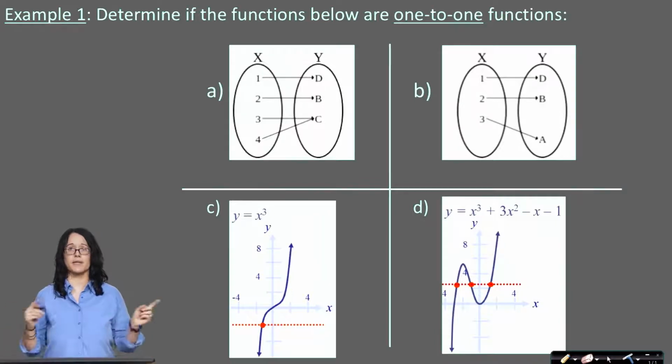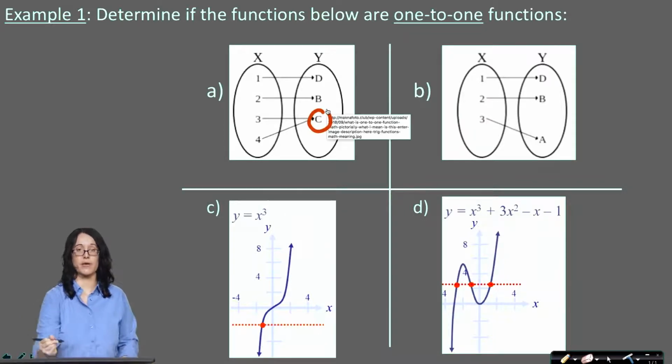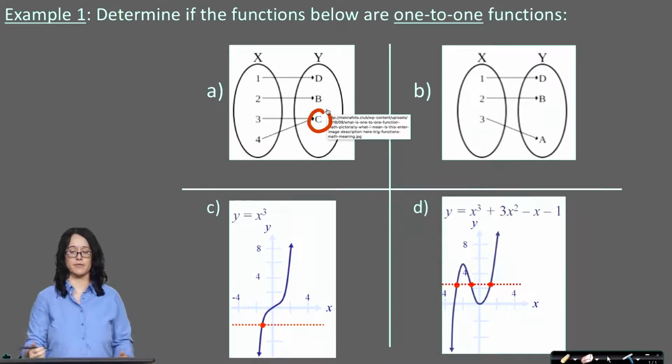Sure, every input gets mapped to one output. But is it a one-to-one function? No, that's because C is shared, or it's found by multiple x values. So we would say this is not one-to-one.